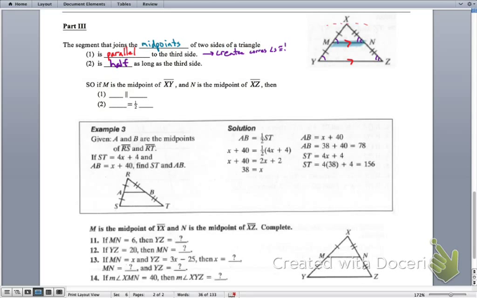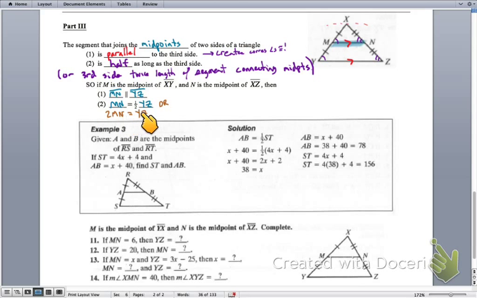So if M is a midpoint and N is a midpoint on our triangle up here, then we know that it's parallel and we know something about its length. We know that they're parallel and we know that MN is equal to 1/2 of YZ. The third side is twice the length of the mid-segment. So we can either say that MN is equal to half YZ, or we could say that 2 MNs is equal to YZ. I am going to encourage you to use this one so that you don't ever have fractions.